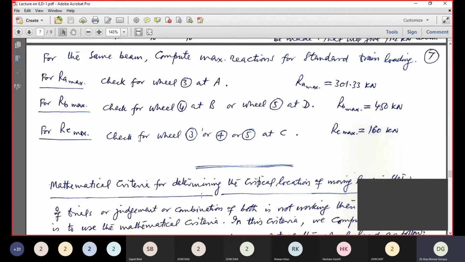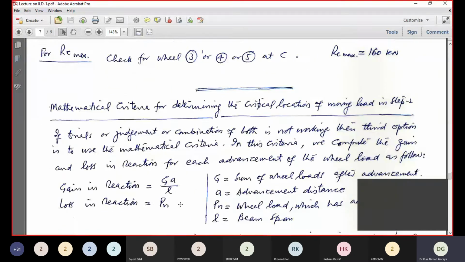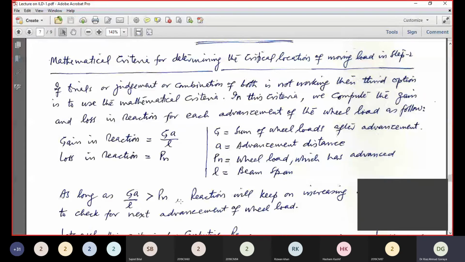So, अब हम चलते हैं how to use mathematical criteria. At the end, you will conclude that trial and judgment is the best option. So, mathematical criteria for determining the critical location of moving load in step 2. If trials or judgment or combination of both is not working, then the third option is to use mathematical criteria.